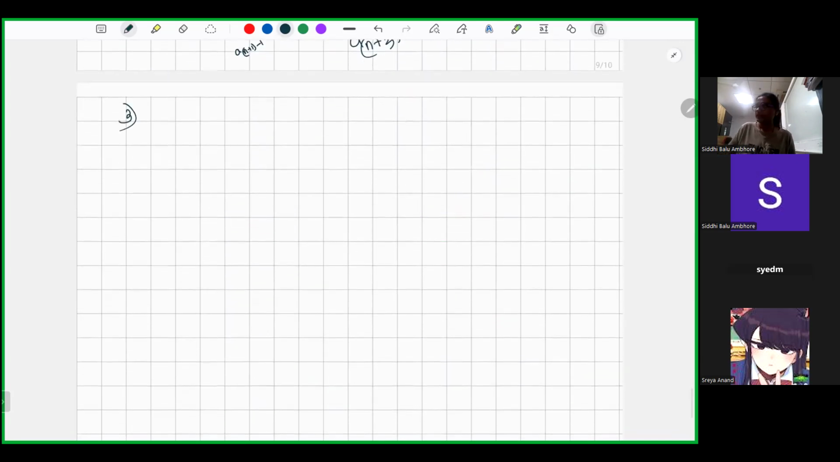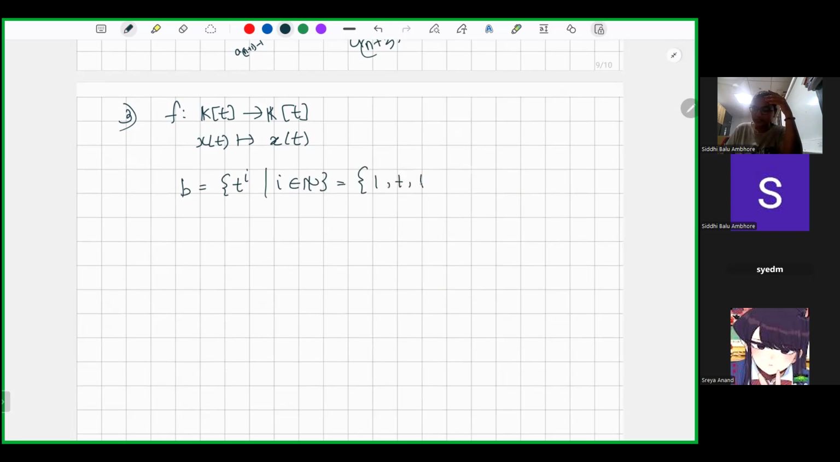Okay, so now the third part. I think the third one is this f from k[t] to k[t]. And we will be doing the same thing. x(t) goes to x(t+1). Again we will be doing the same thing. My basis B again is t^i such that i is in N, which is again 1, t, t square.